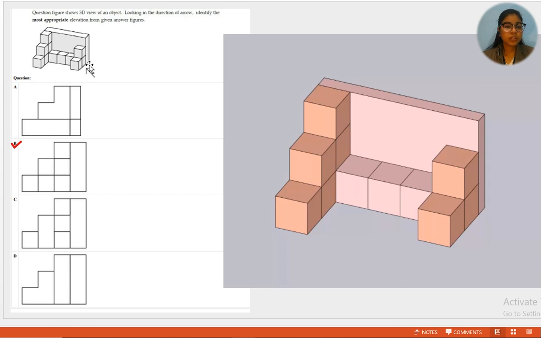So here we are looking from the right hand side. So now start looking from the right hand side. Here you can see that this rectangular part will be clearly visible to you. See, in the options A, B, C, and D, they have marked this rectangular part over here.